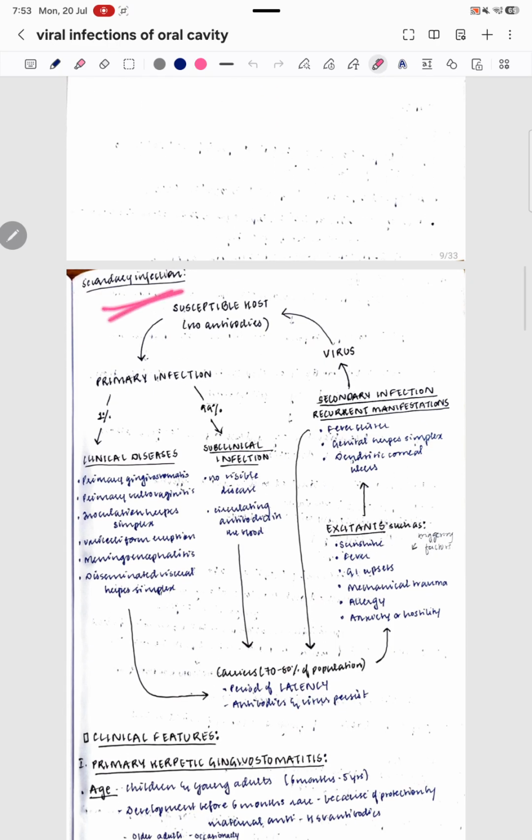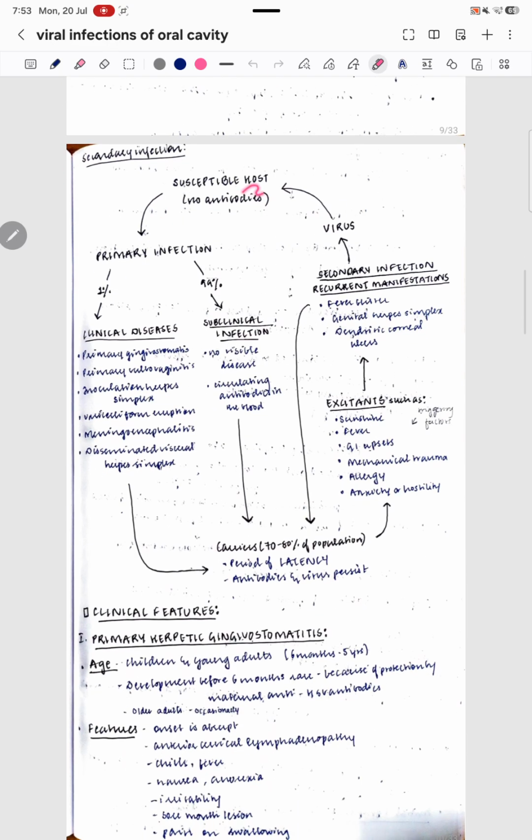Then secondary infection. So secondary infection is a susceptible host. Susceptible host undergoes primary infection. Once primary infection is there, it has clinical diseases and subclinical infections. Then it goes through latency, then latency gets excited, and then secondary infection occurs and recurrent manifestations can be seen. So that is your secondary infection.